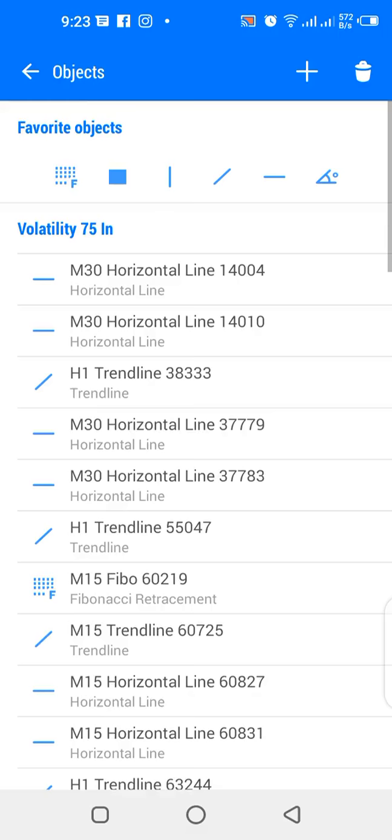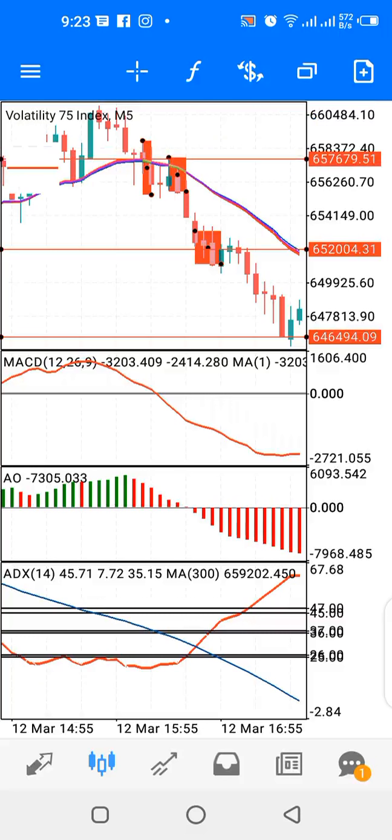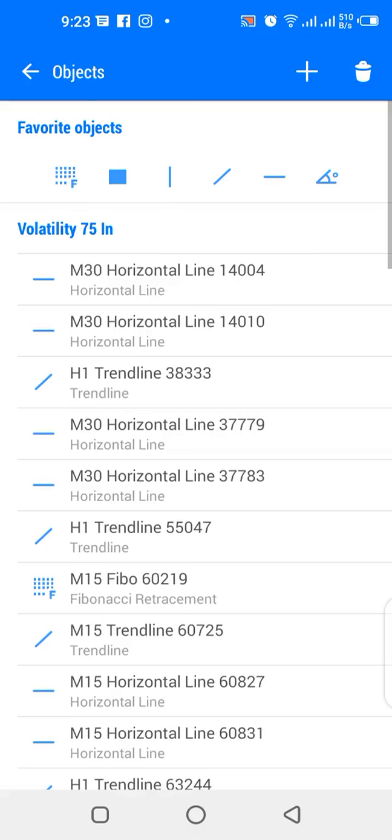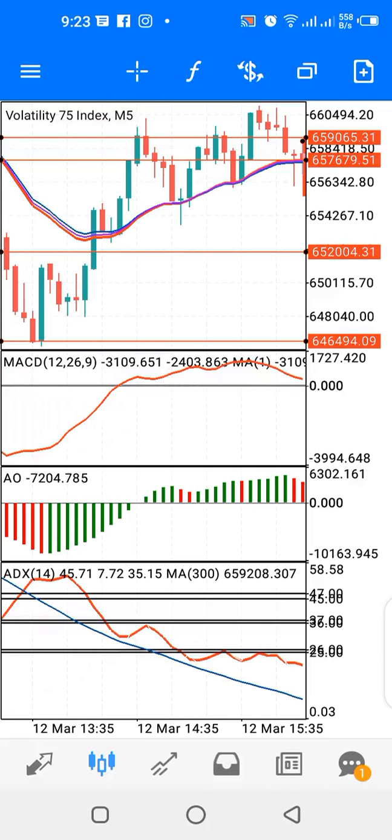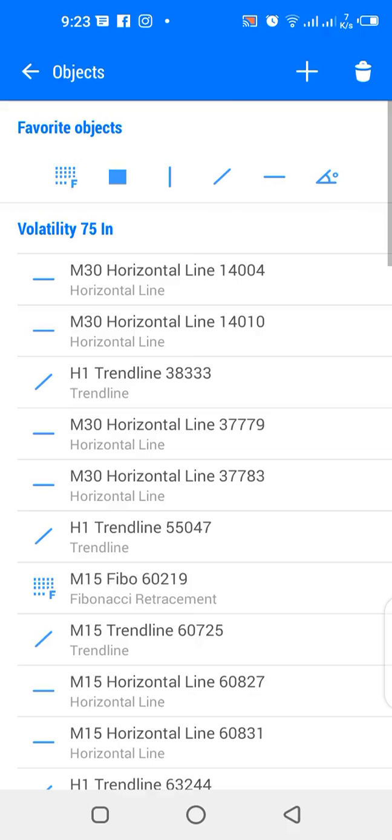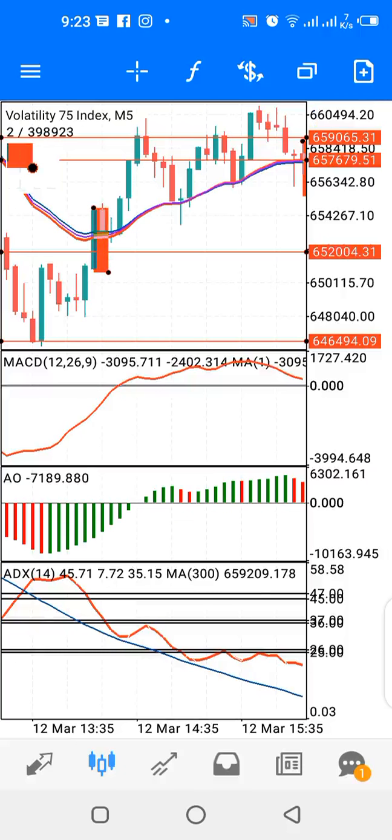Then my stop loss will either be above the candle that has a wick touching the 3 moving averages or above the candle that laps across the 3 moving averages. So that's how I will enter my sell trade. For a buy trade, just the same. Like I have the candle lapping here.